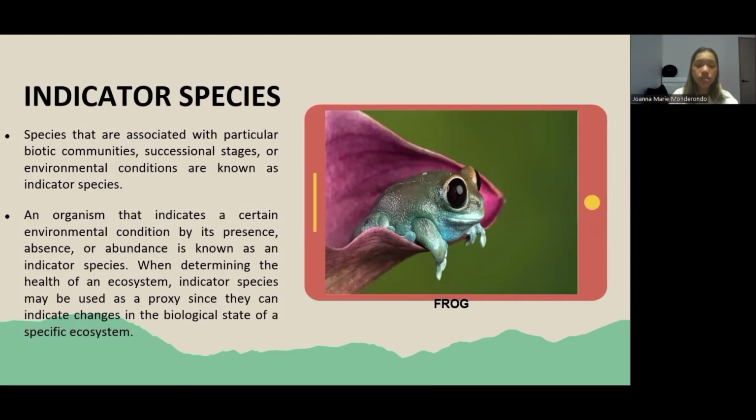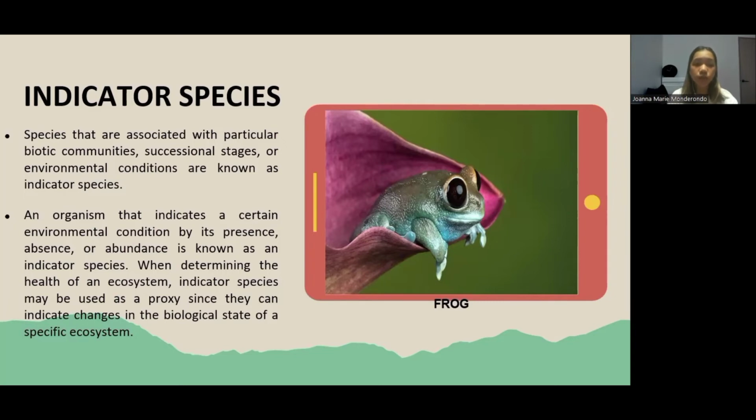An organism that indicates a certain environmental condition by its presence, absence, or abundance is known as an indicator species. When determining the health of an ecosystem, indicator species may be used as a proxy since they can indicate changes in the biological state of a specific ecosystem.